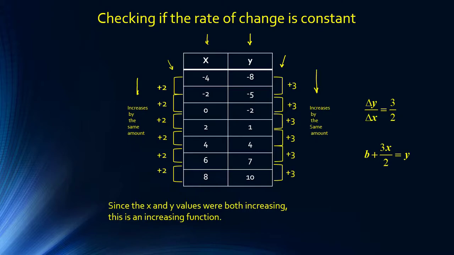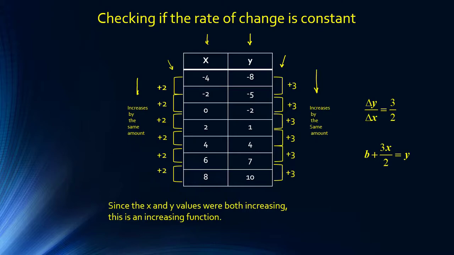Just as a reminder, if these numbers in the table increase as we go through the table, this is an increasing function. If they were decreasing as we move through the table, that would represent a decreasing function.